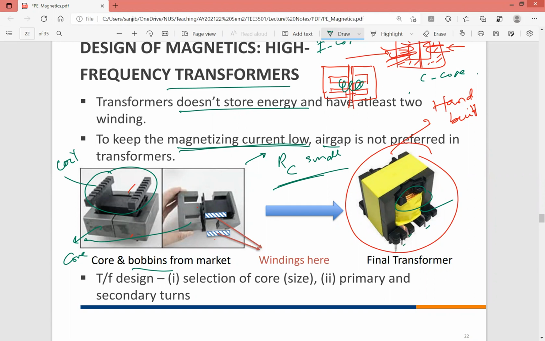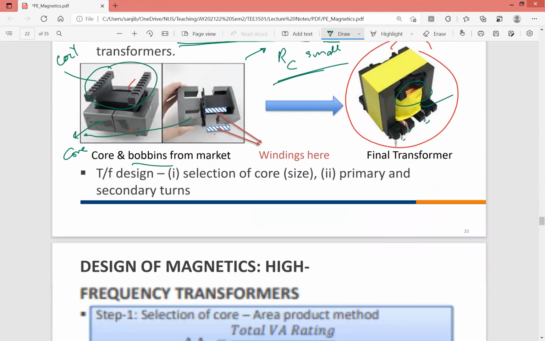So you have to choose what the core size should be and what the bobbin size should be. Of course, bobbin and core have to match. Then how many turns you have to put, and what the size of the conductor should be, right? All these things are the design tasks that you have to do to design a transformer. So how is it done?